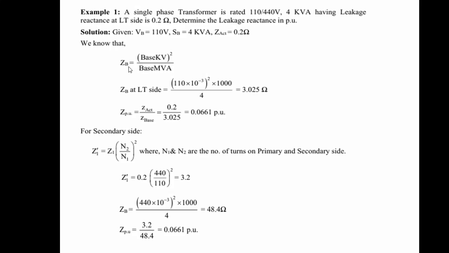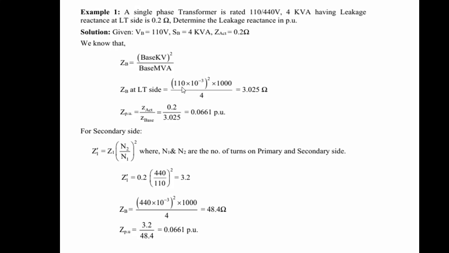But in our problem, they have given the voltage in terms of 110 volt and 440 volt, not in kV. You have to convert that voltage into kilovolt. Similarly, the power rating is given in kVA, not in MVA. That also you have to convert. So that in this formula, we can substitute the values in terms of kilovolt and MVA. So we are converting the voltage into kilovolt.